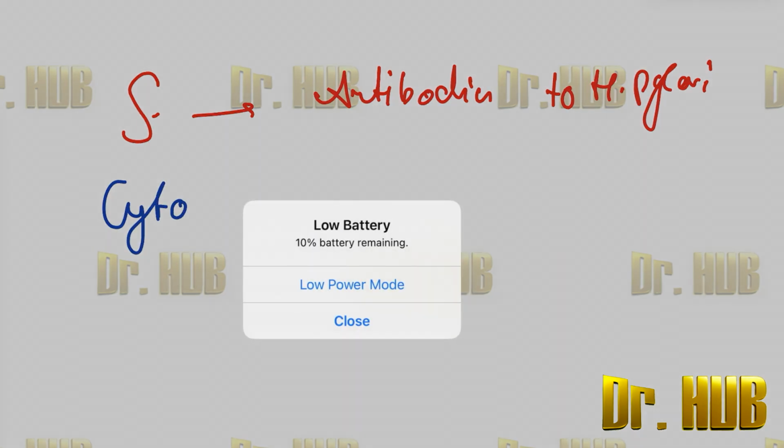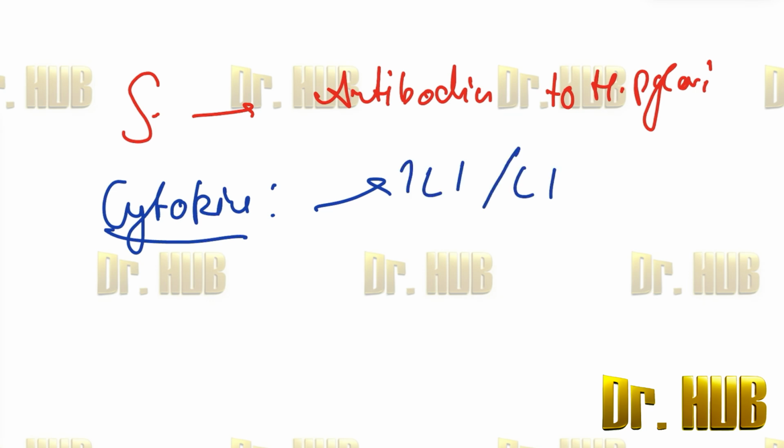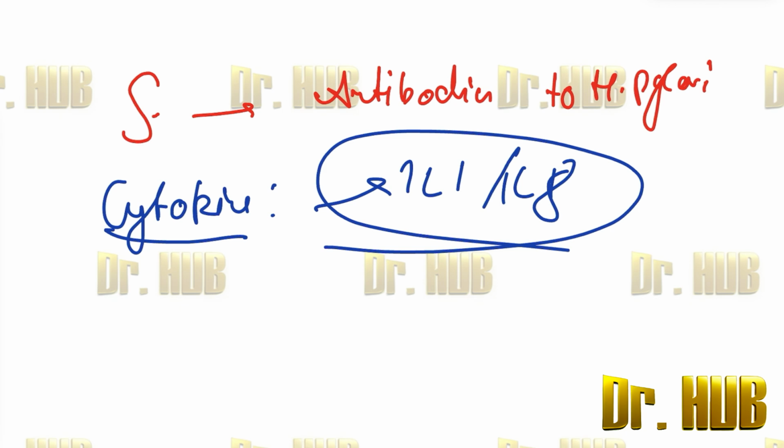Next, moving on to the S, that is the serology, it is nothing but the antibodies. These are antibodies to H. pylori. Next, moving on to the cytokines. The cytokines involved include IL-1 as well as IL-8. They are the two which are involved.